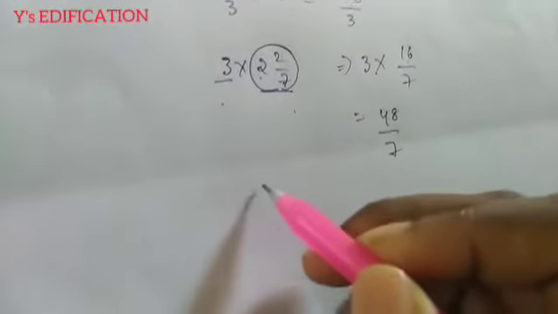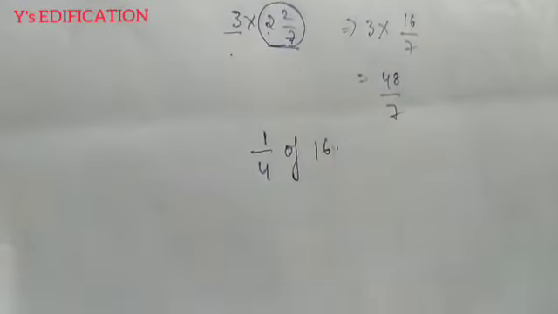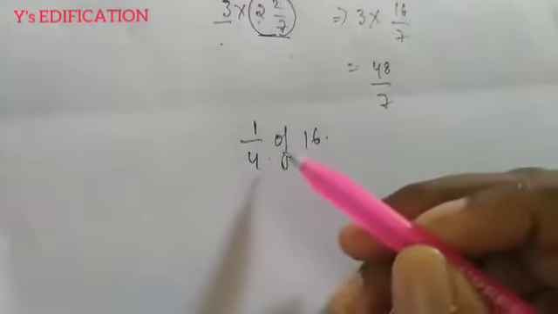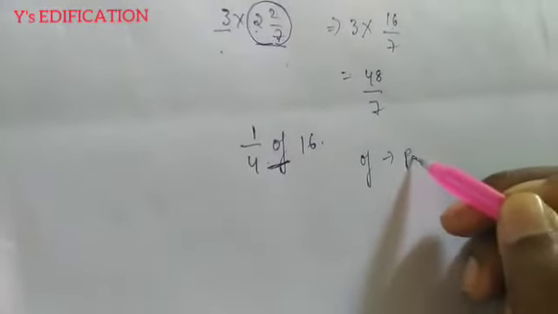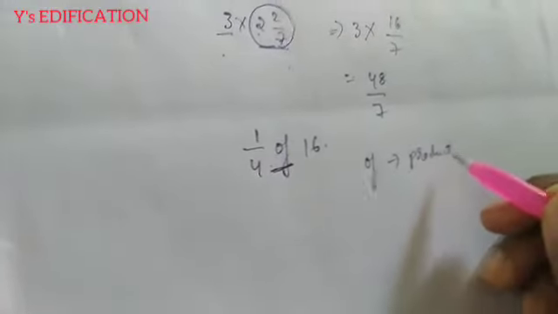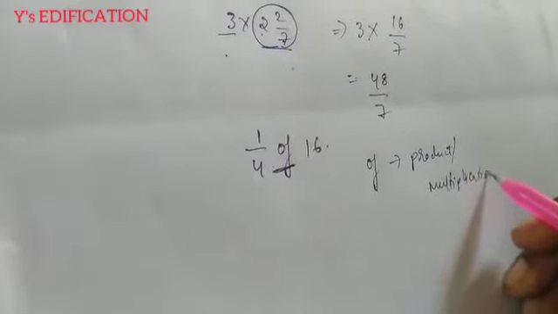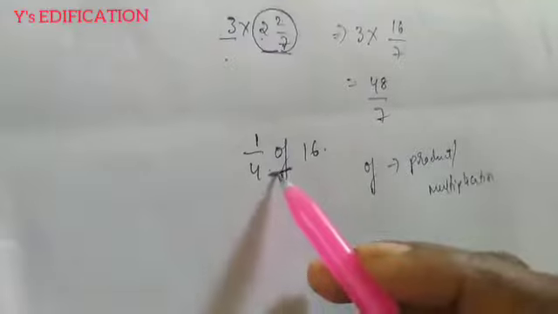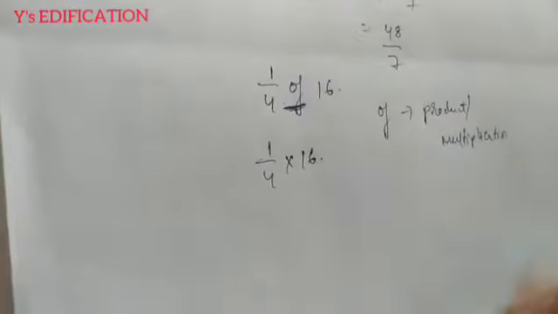Sometimes they will give 1 by 4 of 16. Okay, 1 by 4 of 16. Here 'of' represents the product, or multiplication. Whenever they give 1 by 4 of 16 or something like this, we have to simply multiply these two numbers. We have to write it in this way.